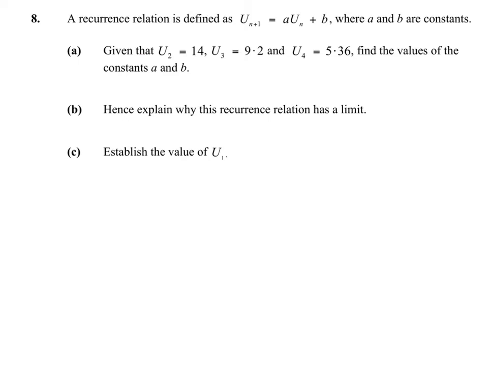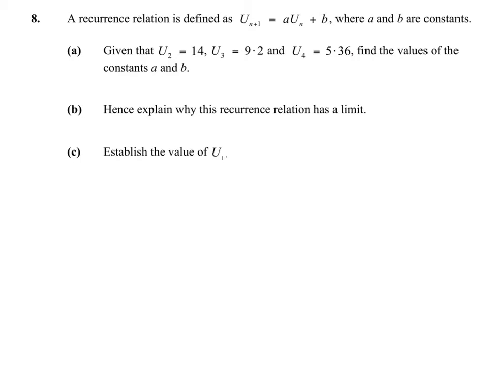Question number 8. A recurrence relation is defined as un plus 1 equals a times un plus b, where a and b are constants. Part A says, given that u2 equals 14, u3 equals 9.2, and u4 equals 5.36, find the value of the constants a and b.